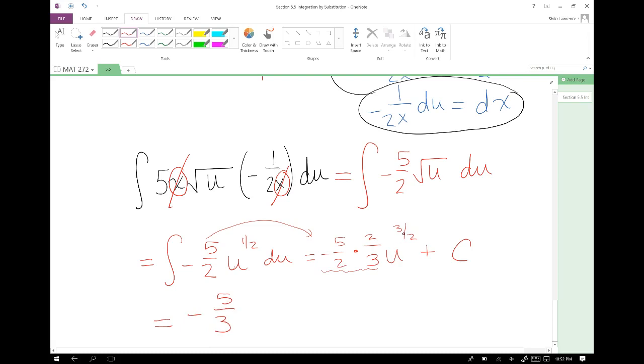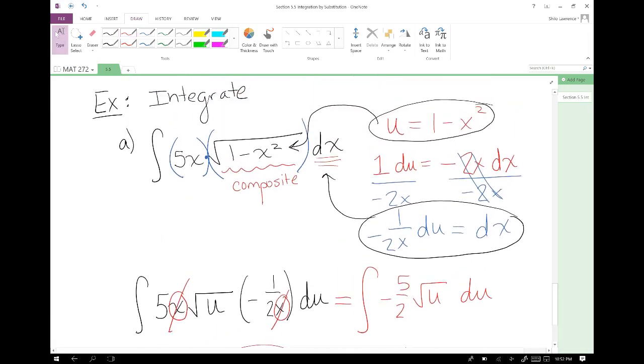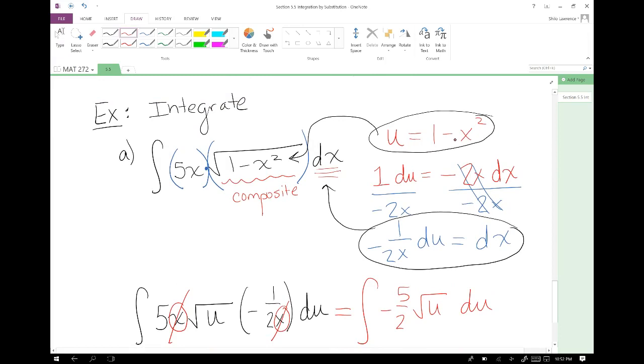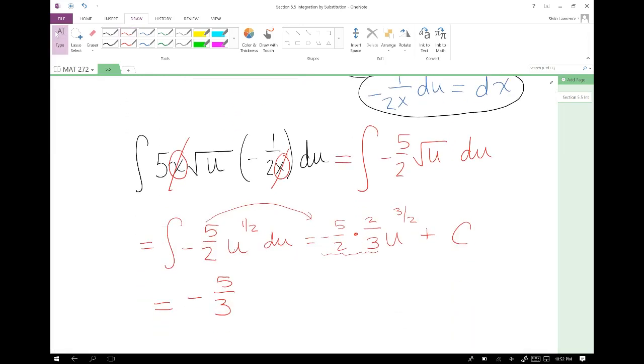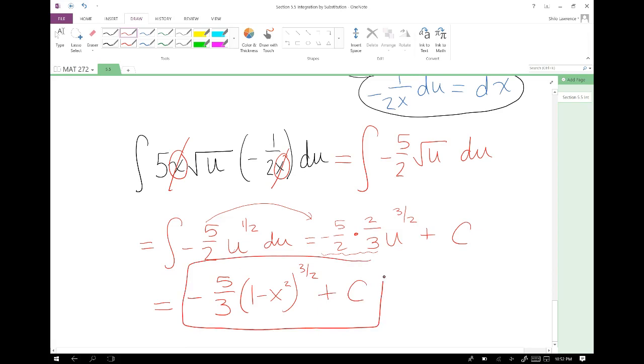And instead of u to the 3/2, remember I wrote it out up here. I said u was 1 minus x squared. This is really just going to be 1 minus x squared to the 3/2 plus c. That is our antiderivative. And we got it by doing u substitution.